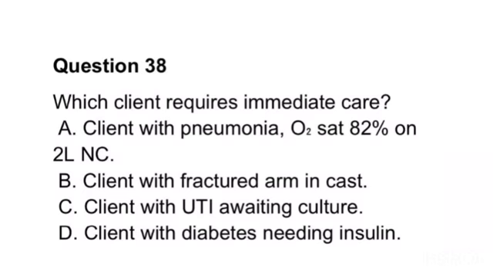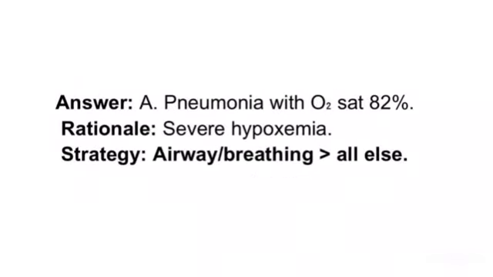Client with fractured arm and cast. C. Client with UTI awaiting culture. D. Client with diabetes needing insulin. Answer, A. Pneumonia with O2 sat 82%. Rationale, severe hypoxemia. Strategy, airway/breathing, all else.